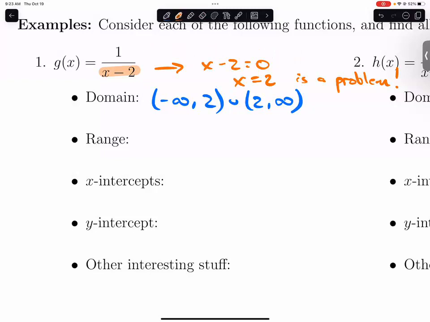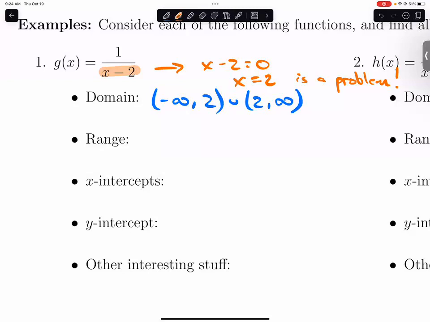A lot of times to figure out where a function is defined, we can figure out instead where it's not, like where bad stuff would happen, where there would be problems. Here that means dividing by 0. If x is 2, this would be 1 over 0. 1 over 0 is undefined. So 2 is a place where bad stuff happens. At 2, it's undefined. That means the domain is everywhere except for 2. Okay. What about the range?